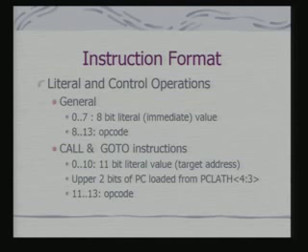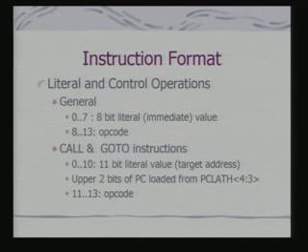In literal and control operations, the structure is slightly different. In this case, we use an immediate value. For a general instruction, the 8-bit literal or immediate value forms part of the instruction. In the case of call and goto instructions, you have an 11-bit literal value as part of the instruction. Now, these literal values provide for immediate mode addressing, and the data used in the literal value is part of your program memory itself.